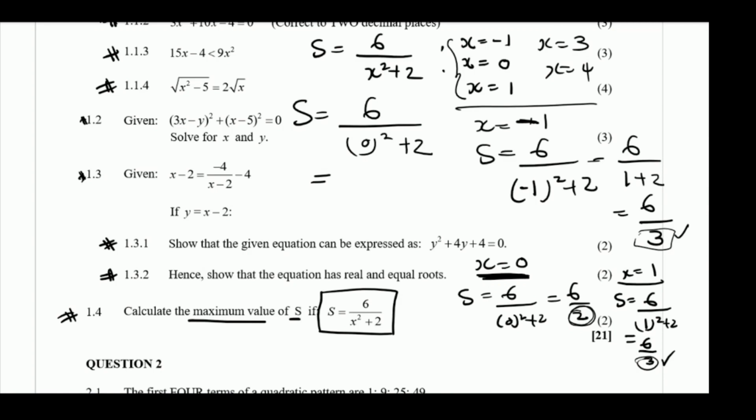Hope I was clear. If I wasn't clear, please comment in my comments section below and ask questions. I will answer you. So it's going to be 6 divided by 2 basically. That's going to be the solution of s, which we know 6 divided by 2 is 3. So this is the maximum value that you can get in this problem here. So that is how we're going to solve this 1.4.